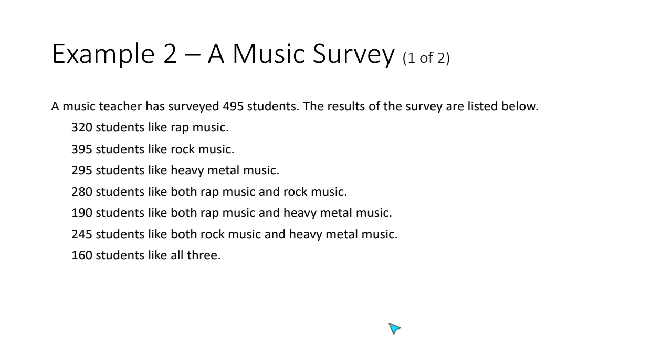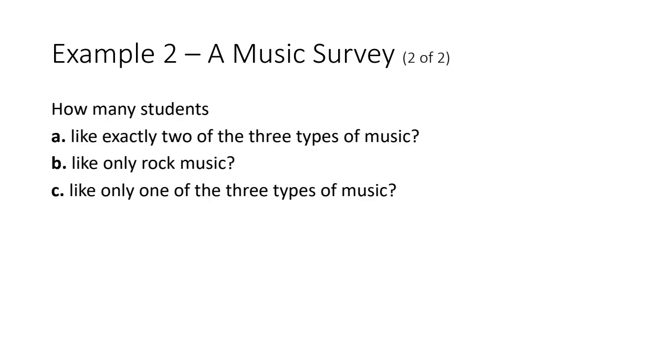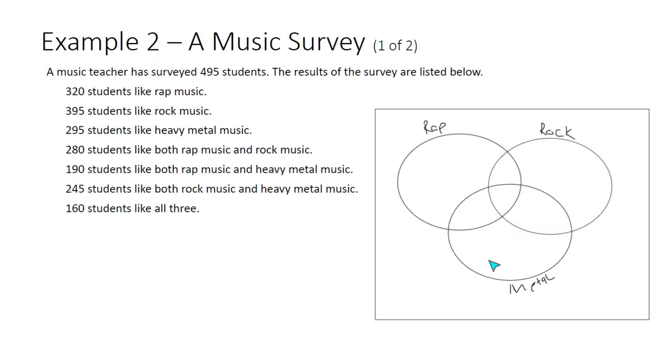So we're going to draw a Venn diagram. To draw your Venn diagram, you need to decide how many circles we're going to need. So we're going to have to represent a circle for each of these. So we have rap, rock, and heavy metal. So we're going to need 3 circles. Okay, well, these are the questions that we're going to answer after we do the Venn diagram. So I draw a circle for rap, I draw a circle for rock, and then I draw a circle for metal.